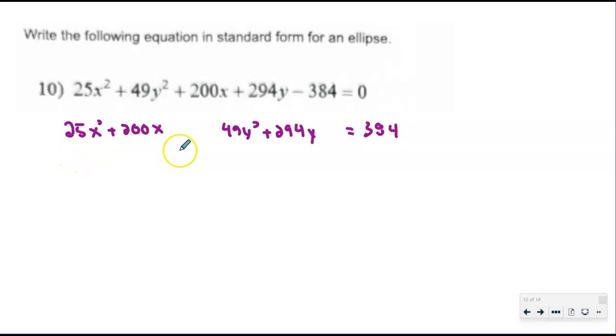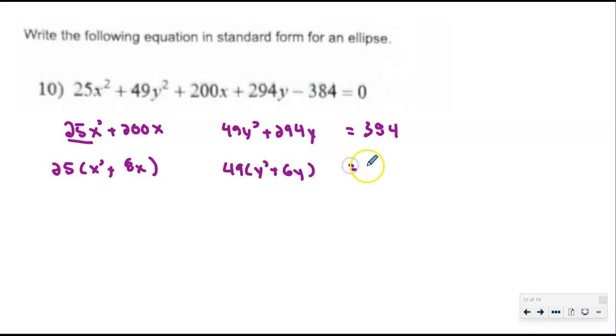So you want to do that with the x's and also with the y's, but the first thing that you have to do is take out the 25 from both the x terms. So you have x squared plus 8x. And then you guys want to do the same thing with the y. So you're going to take out a 49, and then you got y squared plus 6y. This still equals 384. And now you guys want to complete the square with the x's and also with the y's.